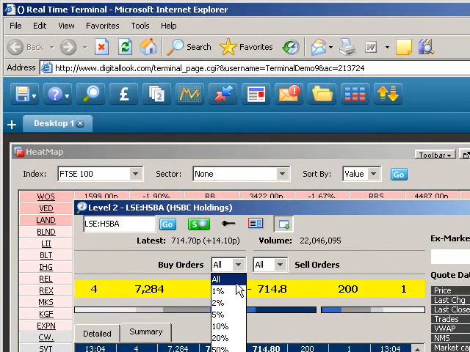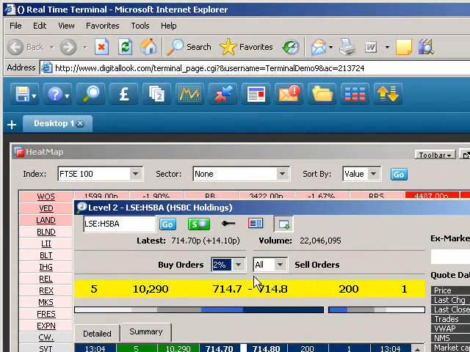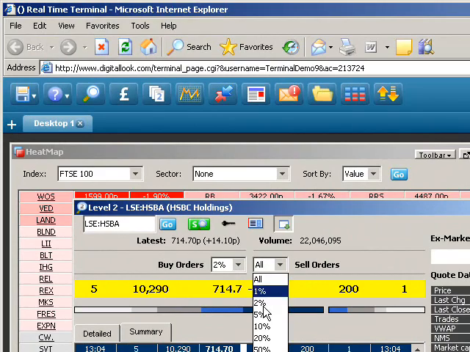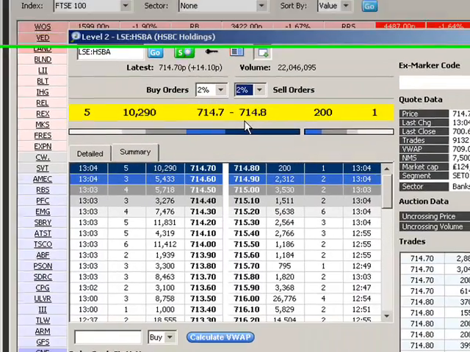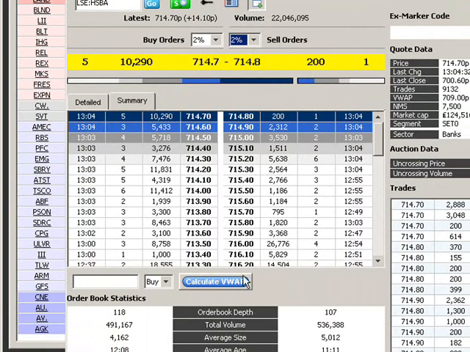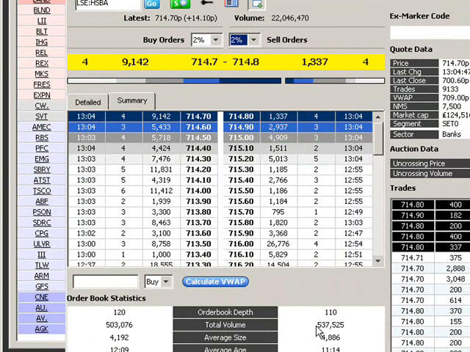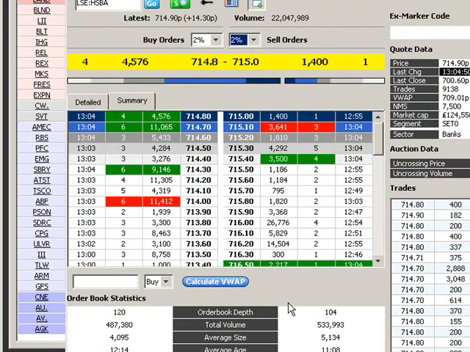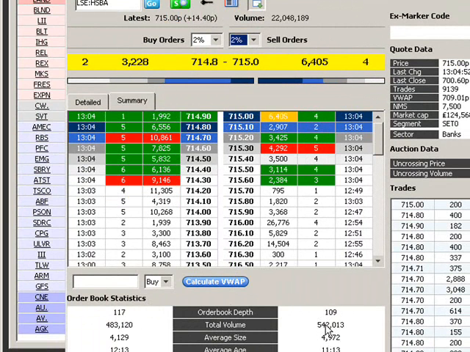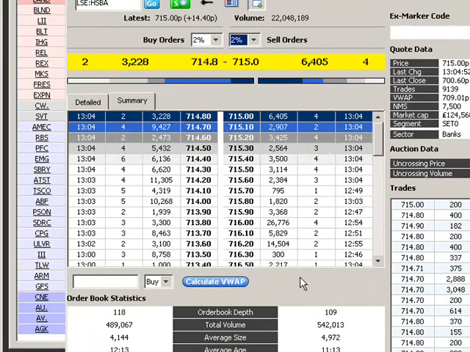So what I'm going to do here is change the best bid offer price to just only show all orders 2% either side of the bid and the offer. And now you can see straight away that there is an even distribution of buyers to sellers on HSBC. In fact, sellers slightly outweigh the buyers in terms of volume by about 60,000 shares.